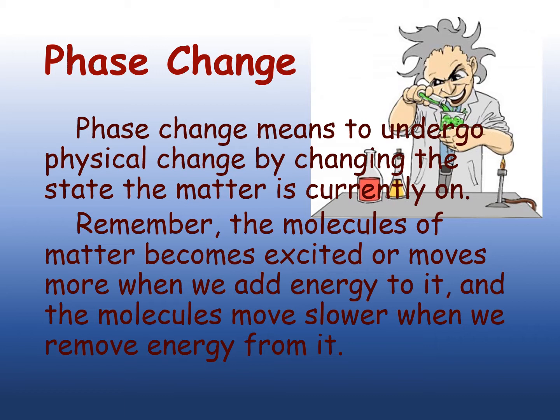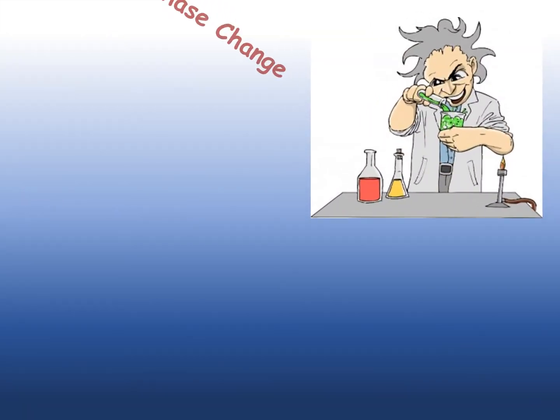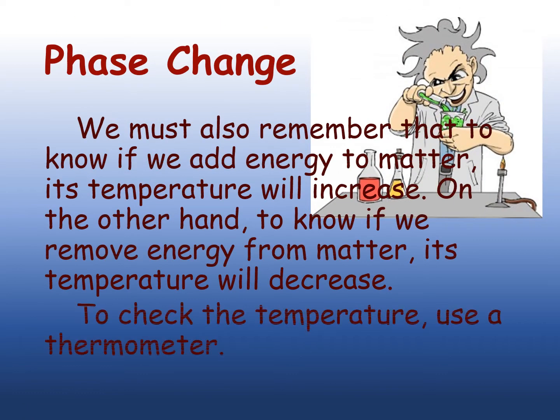Remember, the molecules of matter become excited or move more when we add energy to it, and the molecules move slower when we remove energy from it. We must also remember that if we add energy to matter, its temperature will increase. On the other hand, if we remove energy from matter, its temperature will decrease. To check the temperature, we use a thermometer.